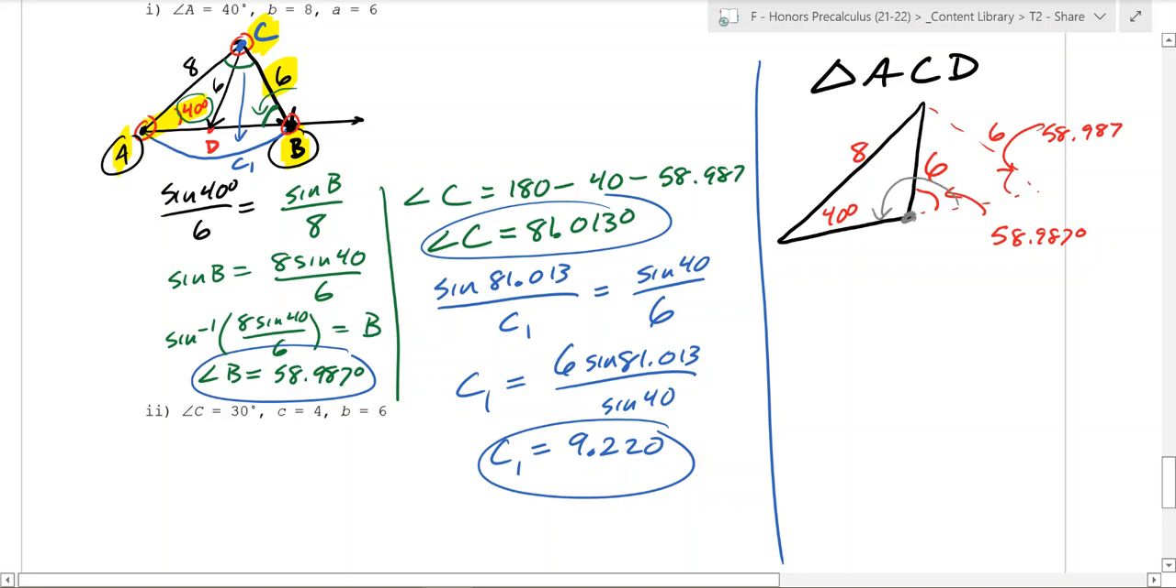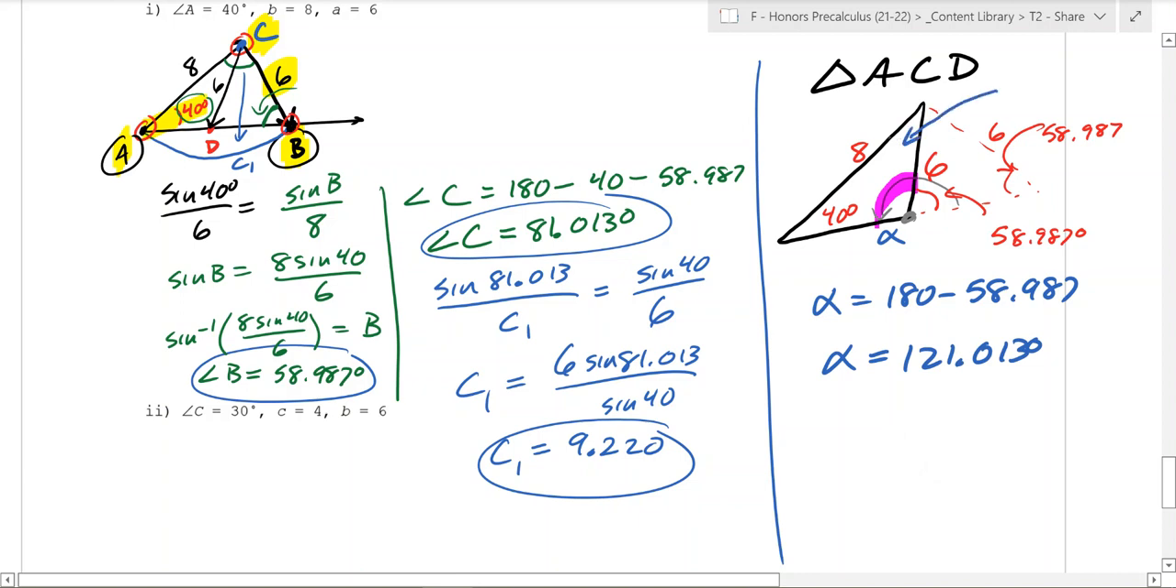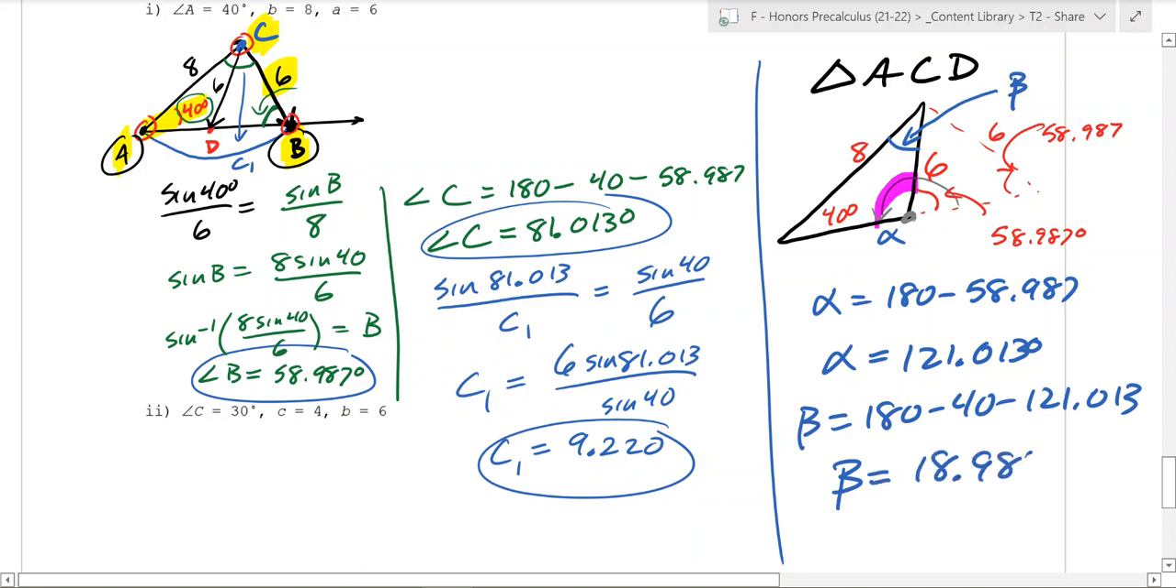So let's call this angle right here, the purple one, angle alpha. Angle alpha will be 180 minus 58.987. So that base angle right there is going to be 121.013 degrees. Now that we have that base angle, let's call this one right here angle beta. So we know that beta is just going to be 180 minus 40 minus 121.013. So that top angle right there is going to be 18.987 degrees.